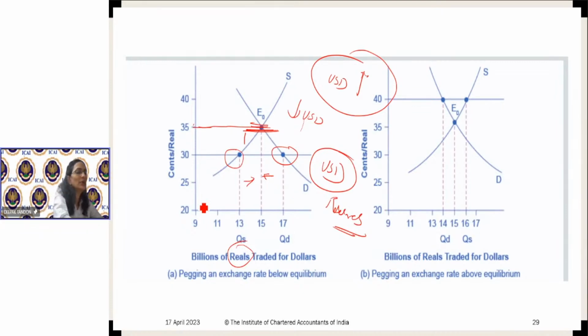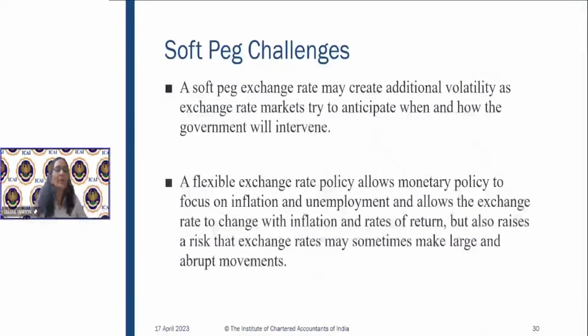Okay. Mohit is saying to take a break. Mohit, I don't know how we will finish this because this is a very complicated and long chapter. But let me finish this soft peg, then we'll go for a break.